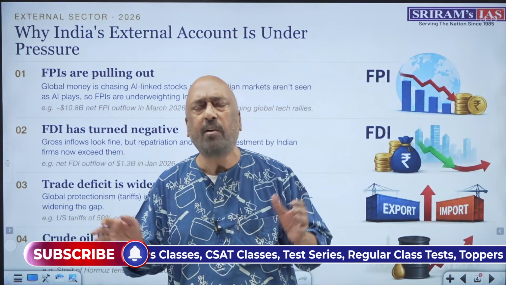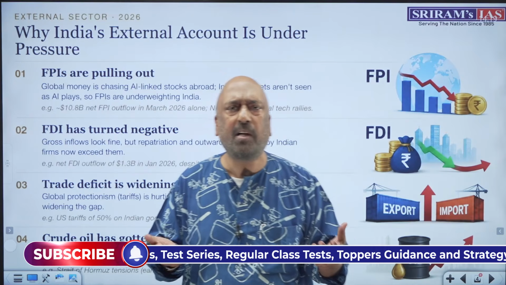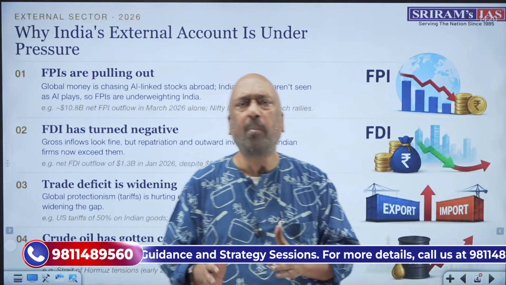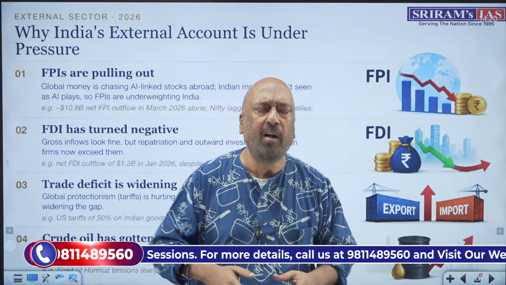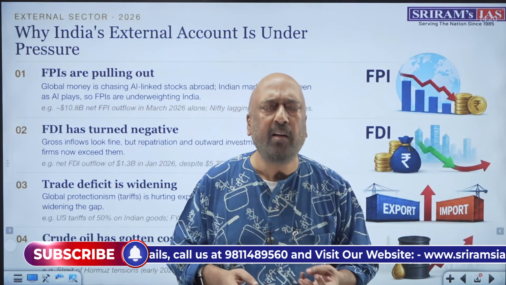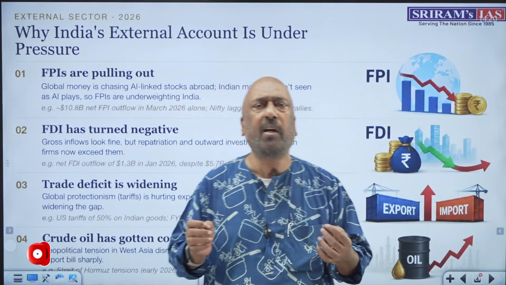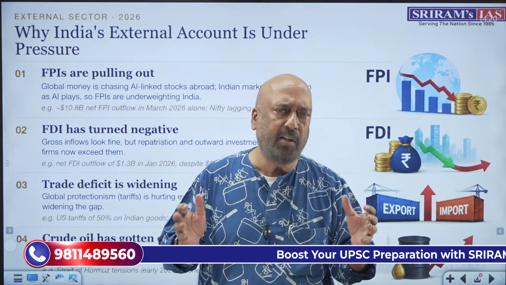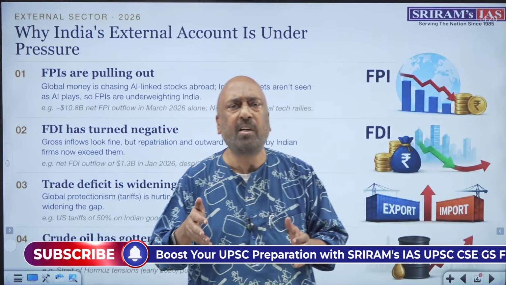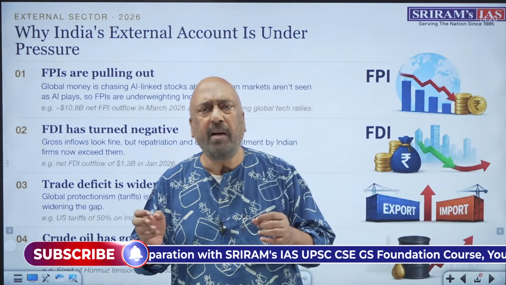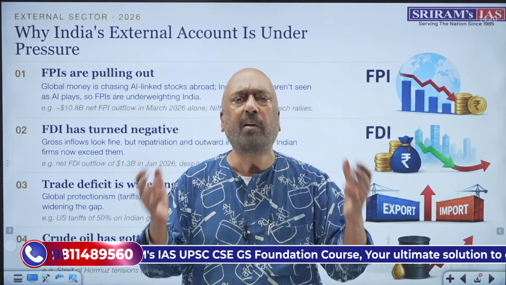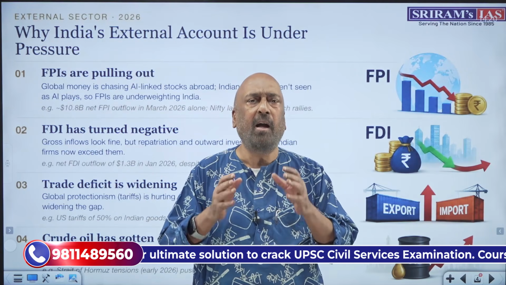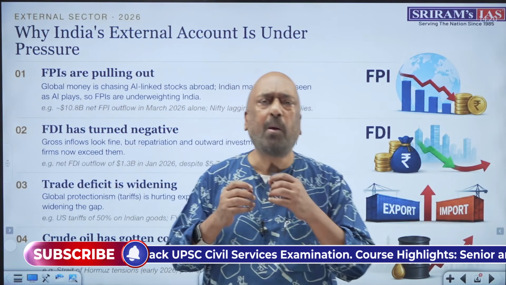Stock markets are stagnant or falling. That means the external account is under pressure because FPI money is not coming. In fact, it is going out of India. So FPI is dwindling. FDI, there is negative pressure on the FDI. The net FDI is negative because a lot of these foreign direct investors are repatriating their profits, repatriating royalty, and many Indian companies are also going out to buy foreign companies and invest abroad. So there is negative FDI, and FPI is under severe pressure.